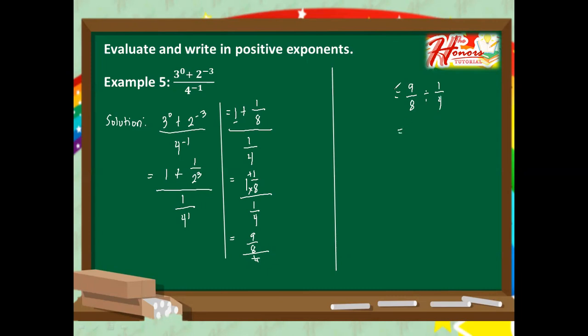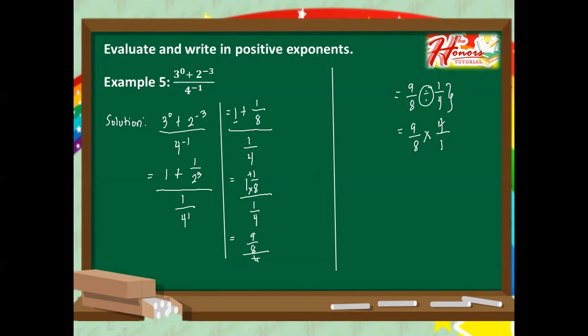So in dividing fractions, this is what we are going to do. Copy the first given, which is 9 over 8, and change this operation into multiplication, and then kindly reciprocate 1 over 4. Reciprocate meaning you have to switch places the numerator and denominator. So 1 will become your denominator and 4 will become your numerator. And then if cross multiplication is possible, then use it. In this case, it is possible for 8 and 4.